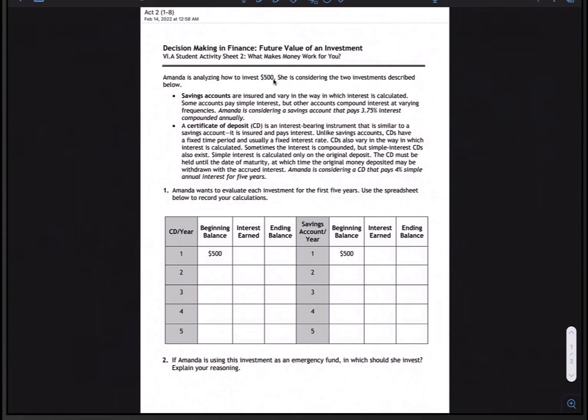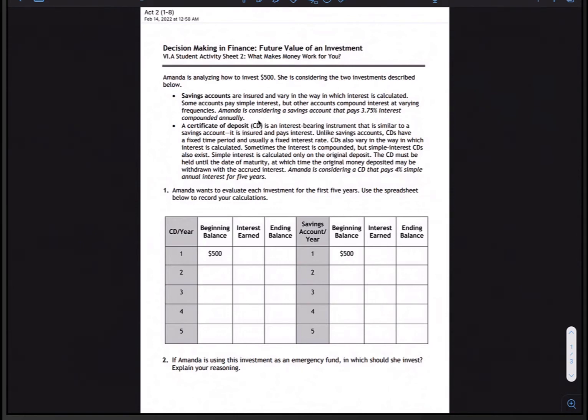Welcome back, everyone. This lesson covers Activity 2, 1 through 8 from the AMDM lesson on future value of an investment. Amanda is analyzing how to invest $500. She is considering the two investments described below. We have a savings account and we have a certificate of deposit. It's also called a CD.